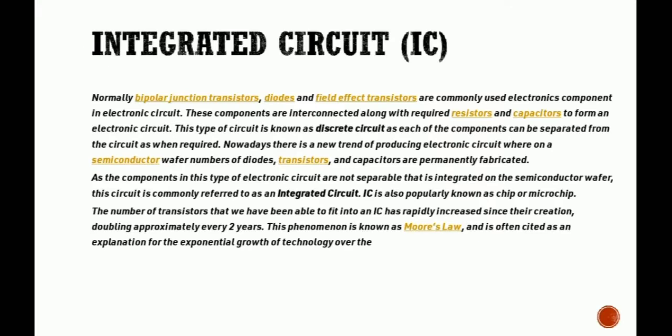Normally, bipolar junction transistors, diodes, and field effect transistors are commonly used electronic components in electronic circuits. A bipolar junction transistor is a type of transistor that uses both electrons and holes as charge carriers. Diodes are used to limit voltage loss, with a resistor in cases of high negative output current. A field effect transistor is a type of transistor that uses an electric field to control the flow of current in a semiconductor. These components are interconnected along with the required resistors and capacitors to form an electronic circuit.